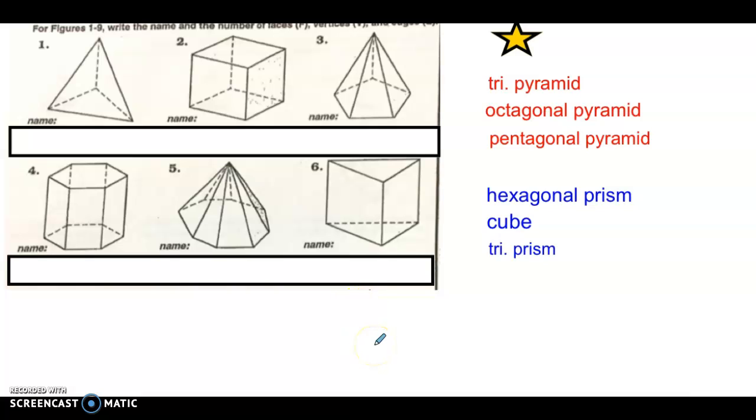Here's a worksheet we would have done if we were in school. See if you can match the words, the labels, with the figures. Pause the video and then I'll show you the answers.